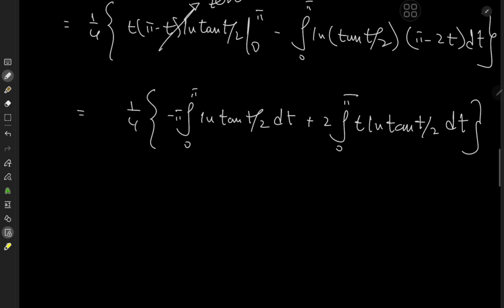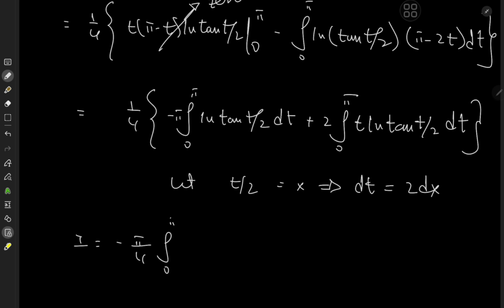And the t over 2 bits are getting kind of annoying, so I might as well make the transformation of letting t over 2 equal x, which just implies that dt equals 2 dx. So I here equals negative pi over 4 times the integral from 0 to pi over 2 now. And of course you have 2 dx, so that's pi over 2 outside, log tangent x dx, and you have a factor of 2 over there.